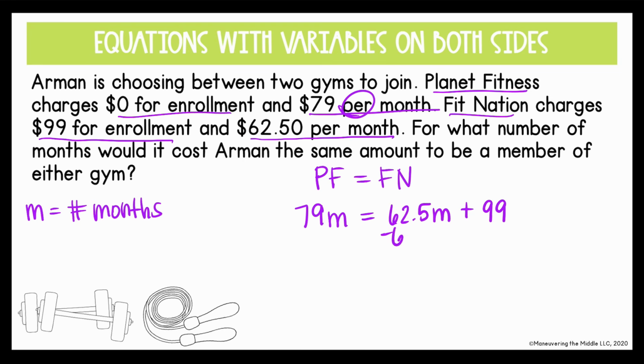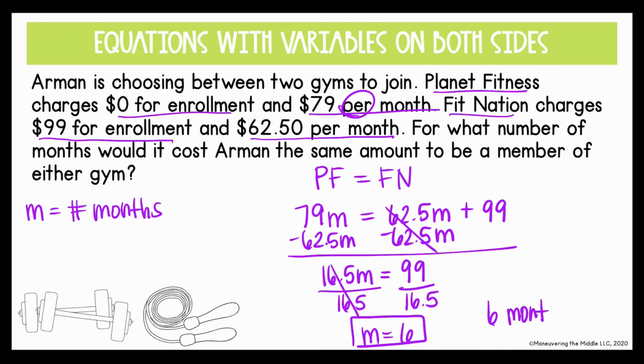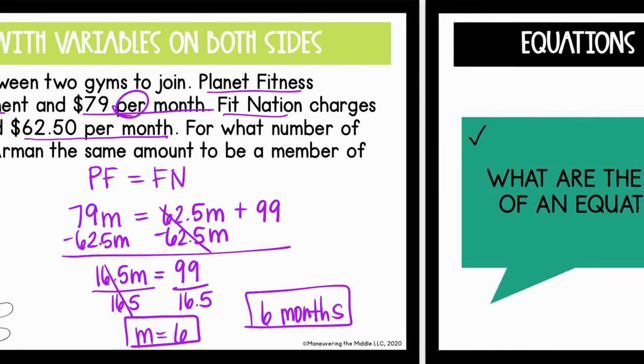So I'm going to bring my variables to the left since 79 is greater than 62.5. Okay, so that will cancel from the right. And over here, when we subtract, that leaves us with 16.5 M equals 99. So to isolate M, we need to divide by 16.5. That will leave us with M equals 99 divided by 16.5 is 6. So we would say that after 6 months, or right at 6 months, it would cost the same to be a member at either gym.